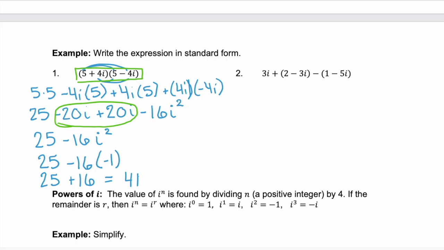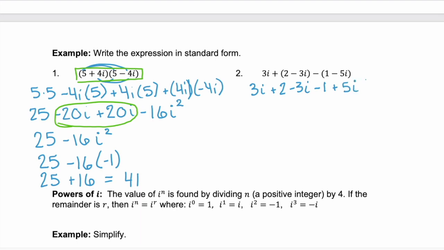Now, example 2, there are parentheses, but if you look closely, we're just adding and subtracting. So let's remove the parentheses and distribute any signs we need to distribute. Well, we have 3i, and then we're adding what's in the second set of parentheses, so we just keep their signs. And then we're subtracting what's in this set of parentheses, so we need to change the signs. So distribute the negative, we get negative 1 and plus 5i.